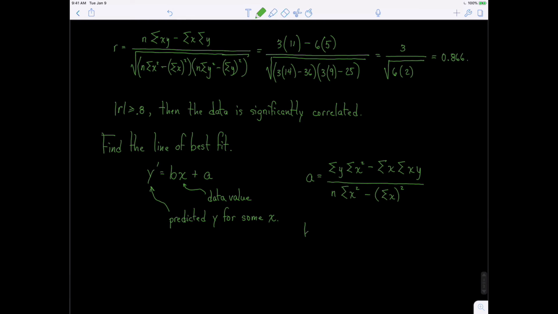And for b, we have a similar large equation. We have n times the sum of the xy's minus the sum of the x's times the sum of the y's. And this has the same denominator as the a formula. It's n times the sum of the x's squared minus the sum of the x's, squared. So we're going to use a and b, and we're going to use y prime, and we are going to find a line of best fit.